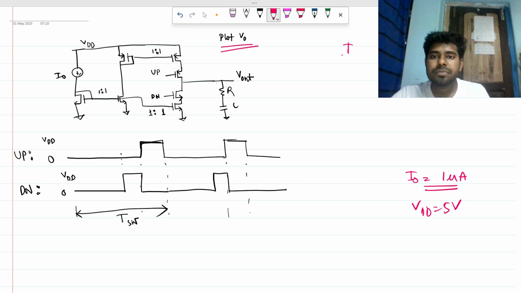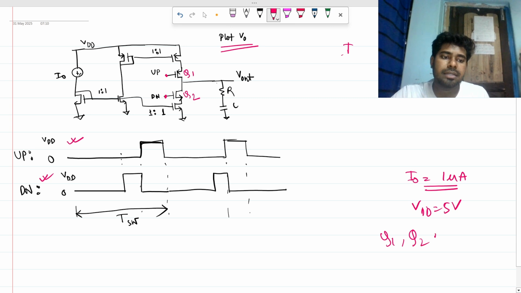We have all of these MOSFETs, and we have an RC section, and we have to plot the V out waveform. You can see where the up signal is connected, and the up signal looks like this, and the down signal looks like this. So we can assume this Q1 and Q2 are nothing but switches, and we will be assuming ideal switches.